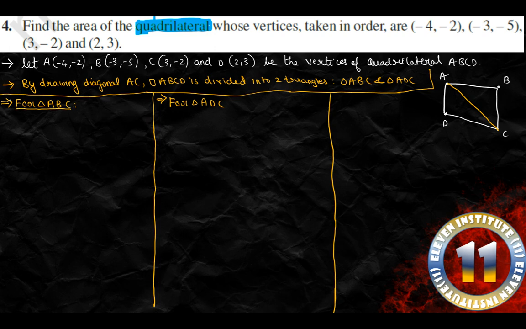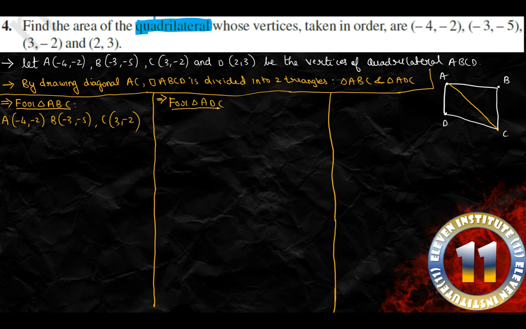તો triangle ABC ની અંદર આપણે જરૂર પડશે A ની. So what is A? -4, -2. Then what is B? -3 and -5. And what is C? Right, C is 3 and -2.